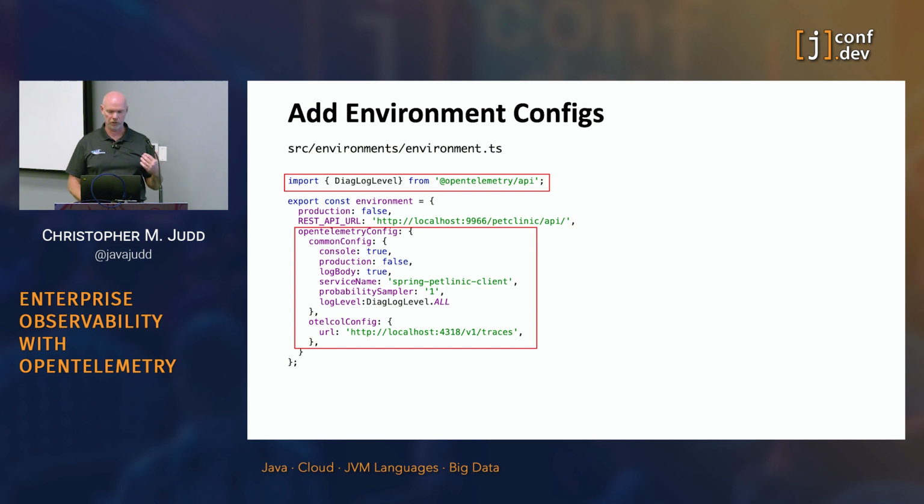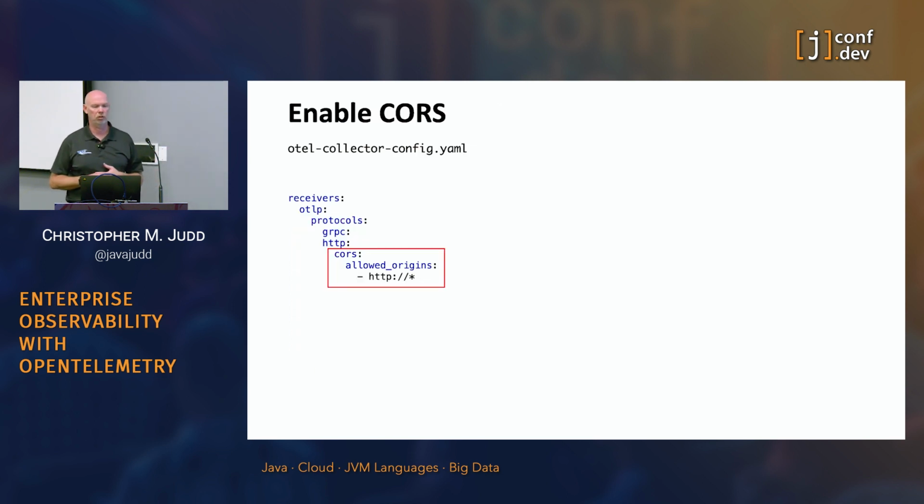The other thing we have to do, going back to the collector configuration, is enable CORS, because the JavaScript is not going to be able to call that endpoint. It's going to fail. So this is not a best practice on security. I have it all opened to make it easy for the demo.